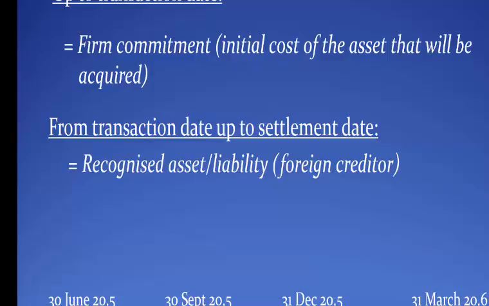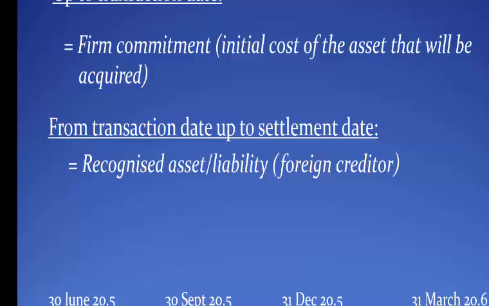Now, from the transaction date up to settlement date, we are going to hedge the recognized asset or liability, which in this case will be the foreign creditor. So on transaction date, you're not hedging that firm commitment anymore because the transaction has happened, and therefore you will put the asset in your books as a non-monetary asset, and on the other hand you'll have the creditor, which is still a monetary item and which still has to be paid in the future, and it can have fluctuations.